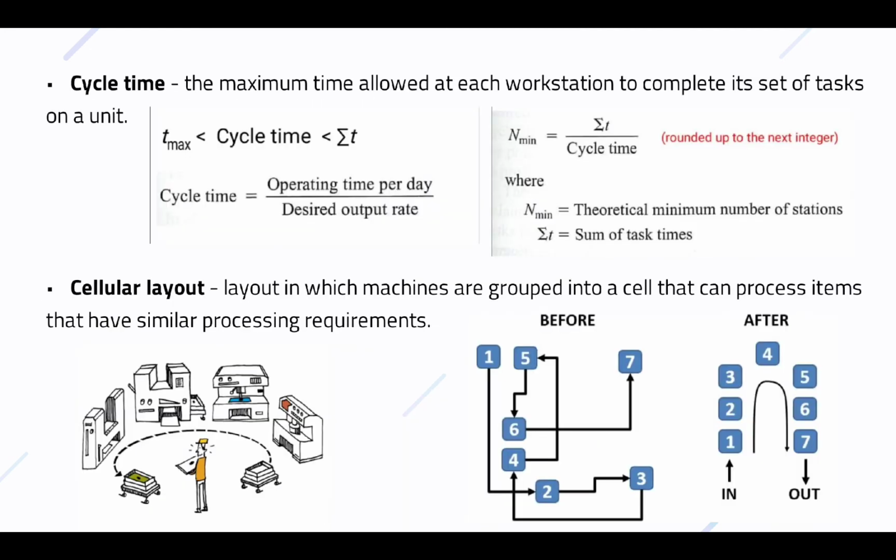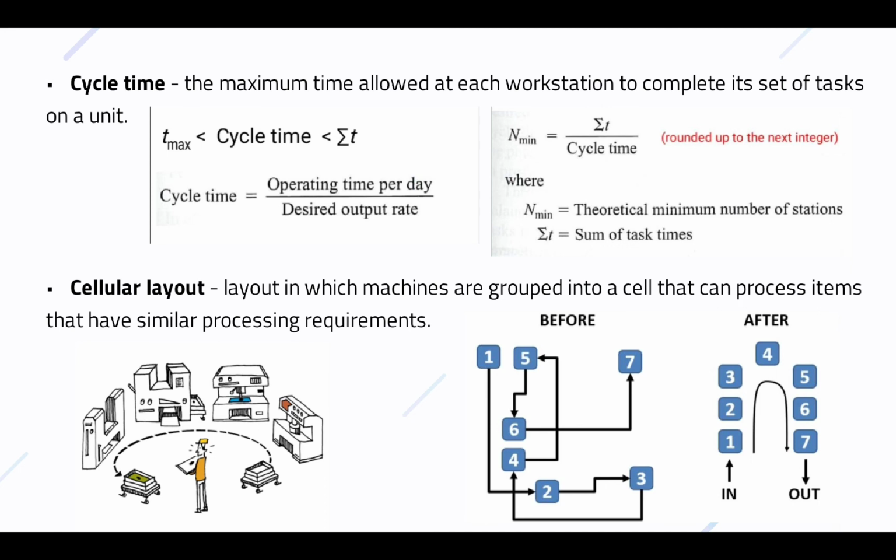Cycle time. It is the maximum time allowed at each workstation to complete its set of tasks on a unit. It can be computed by dividing operating time per day by the desired output rate, which equals the cycle time. The maximum time must be less than the cycle time, and the cycle time must be less than the sum of times or task times.